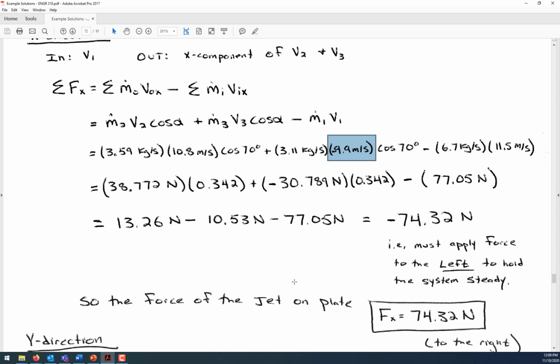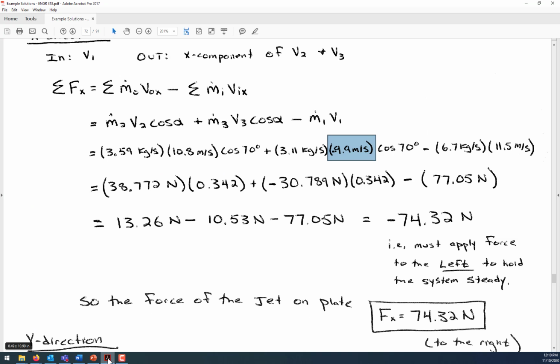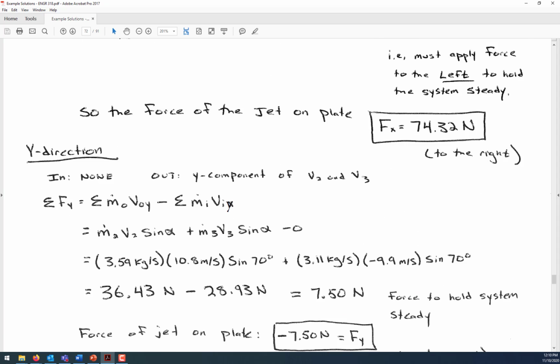All right, the approach in the y direction is similar, except that there was no inflow term in the y direction. There's only an outflow. So the sum of the forces required to hold the system steady is going to be the mass flow rate out multiplied by the velocity out in y. And we have two terms there because stream 2 has a positive velocity because it's going up in terms of y, and then stream 3, the one shooting down, is going to have a minus sign associated with its velocity.